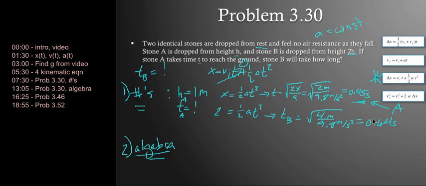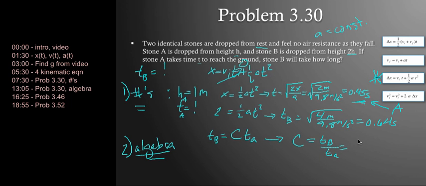And this is fine, so we got 2 different times here, but we have to remember what the problem was asking, and so here it's saying if stone A takes time t to reach the ground, how long will stone B take to reach the ground? So what we really want to know is tB is equal to some constant times tA. And so what we want to know is how much longer did it take B, how many times longer did it take B than time A? So here we have tB over tA.